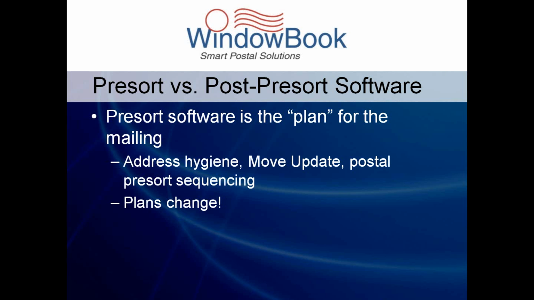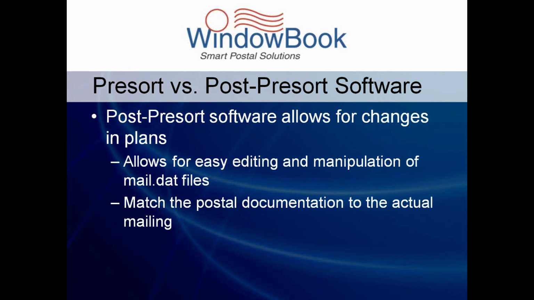While pre-sort software is certainly very powerful and a very necessary part of the mailing process, the plans for a mailing can and very often do change from the time that the pre-sort functions are performed to the time of the actual mailing. For example, estimated weights are used during the pre-sort process, which need to be updated to actual weights. Mailings may need to be split apart into partial mailings to accommodate production, marketing, or other needs.